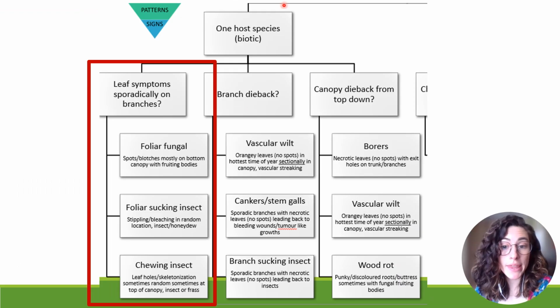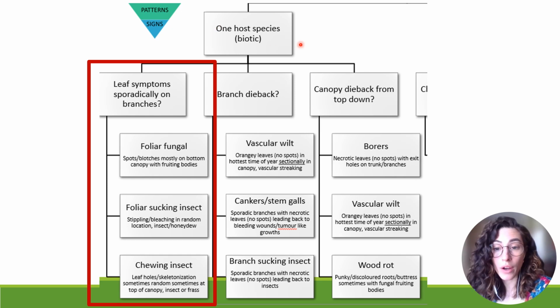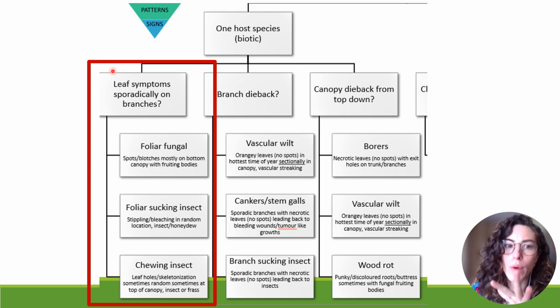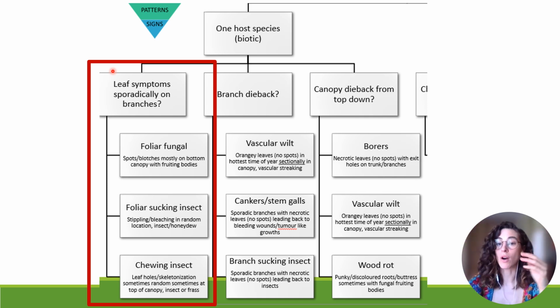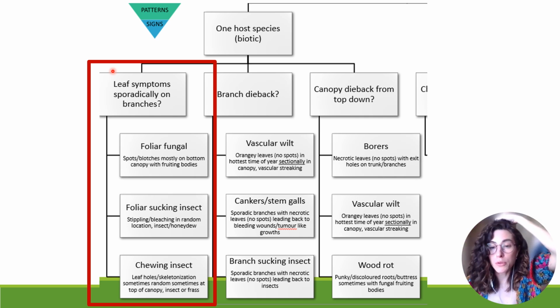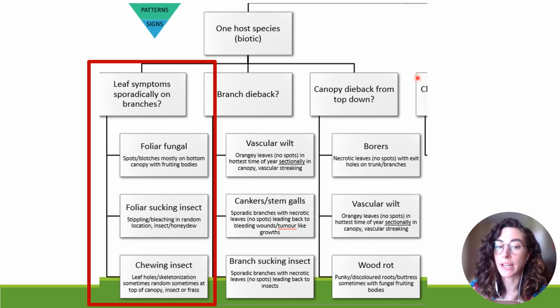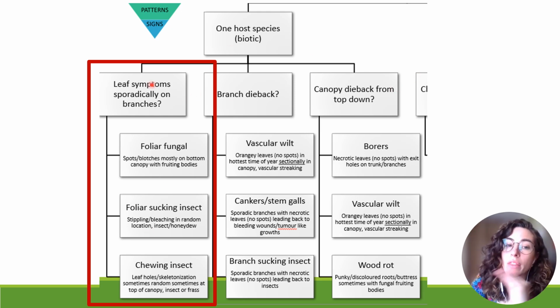Okay, so we've noted that the pattern of symptoms is only on one host. So we're starting to think that maybe we're dealing with a biotic issue. What if we notice that there's only leaf symptoms, but those leaf symptoms are sporadically throughout the canopy on the branches? And I will help you define what sporadic means when we talk about these next sections. But let's just focus in on things that can cause sporadic leaf symptoms. Those are going to be foliar fungal diseases, foliar sucking insects, and chewing insects.